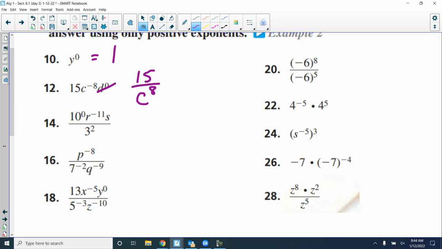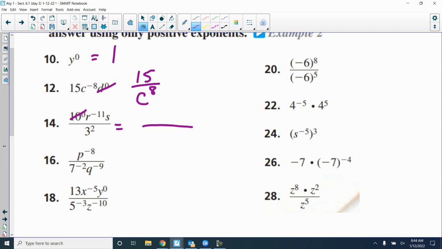What can I cross out in 14, guys? 10 to the 0 goes to 1. Okay? What is the only thing that's unhappy in this one? Yeah, go ahead. The R to the negative 11. It's unhappy. Where does it need to go? Okay. What are you going to write?